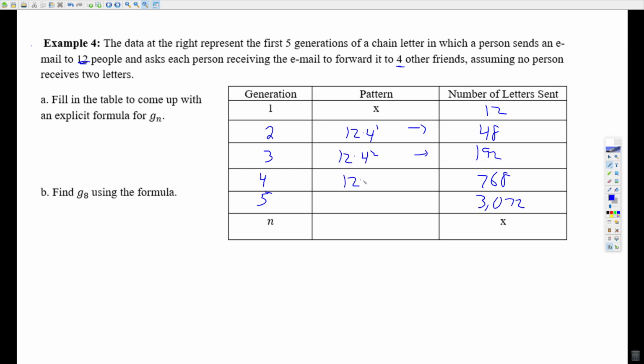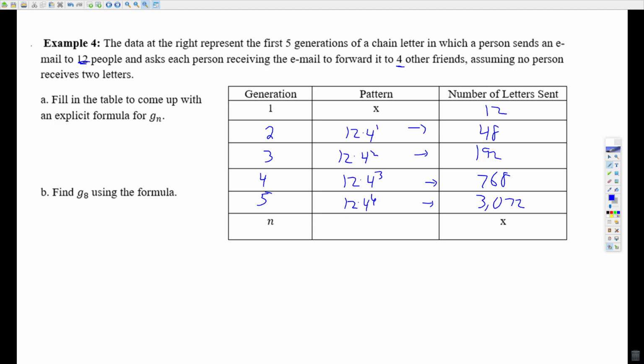And if you keep continuing the pattern, it would be 12 times 4 to the third. You can check in the calculator, it gives you 768. And the last one would be 12 times 4 to the fourth. Check that one out yourself. That should give you 3,072.